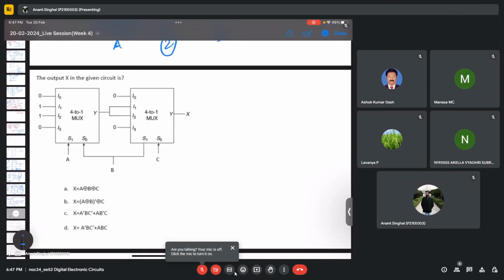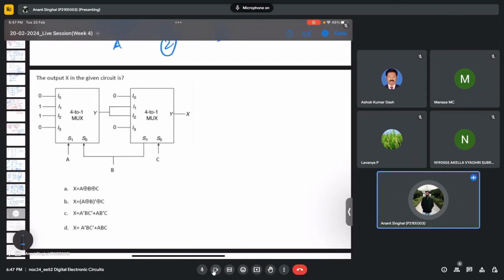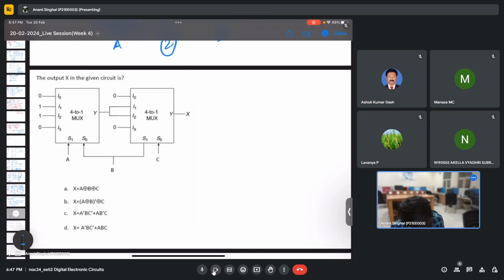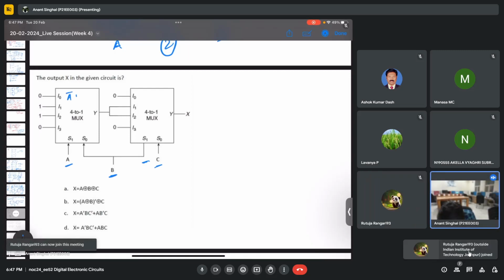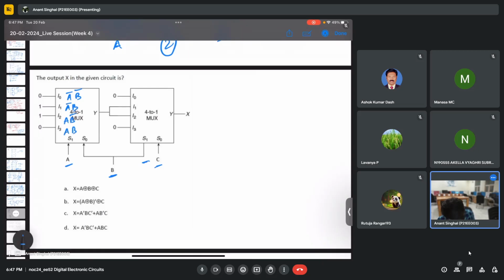So we've got two options. Okay, two of them are saying A. So let's try it out. Basically we have an A here and a B here and a B here and a C here. So I can write this as A complement B complement. This will be A complement B. This will be A B complement. This is A B. Similarly, this is B complement C complement. So from here I am getting 1 and 1 here, so we can ignore these things.